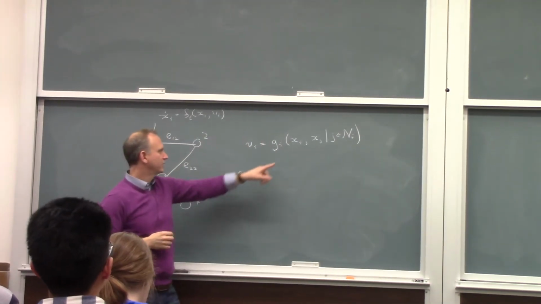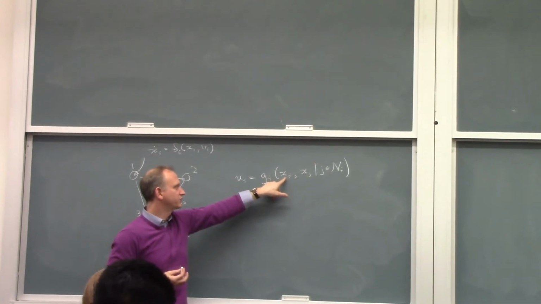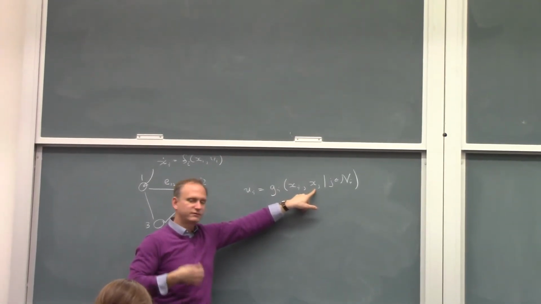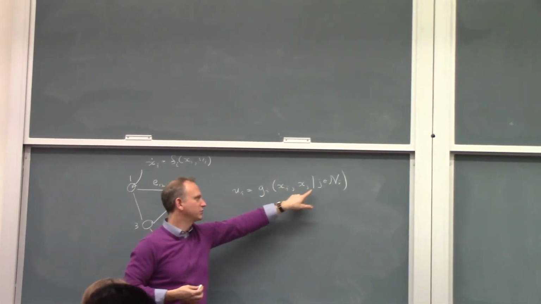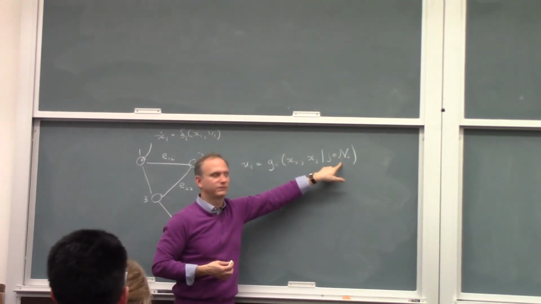So what do I mean by that? I mean, g is just some function. I haven't told you what it is yet. It's a function of xi, and then the states of the neighbors. So this is x sub j, where j is in the set of neighbors. What the heck do I mean by the set of neighbors?